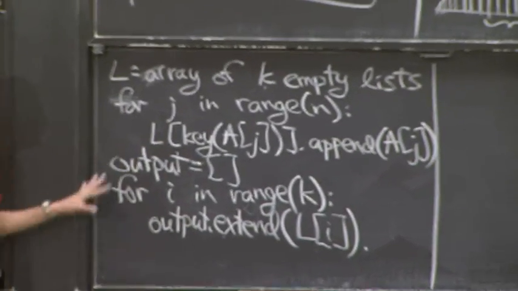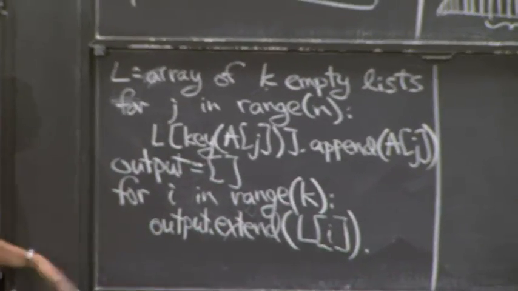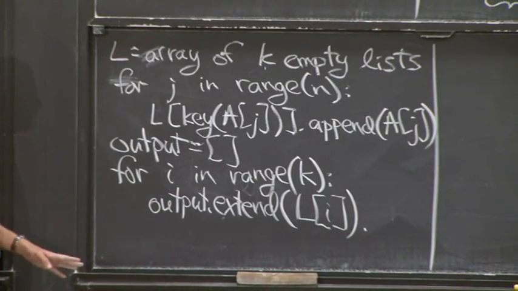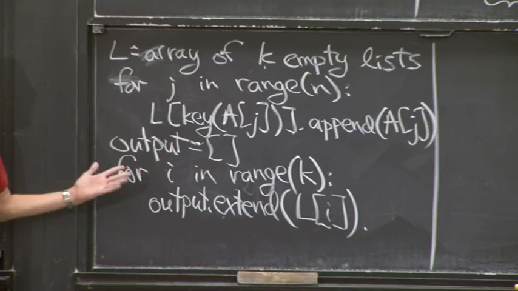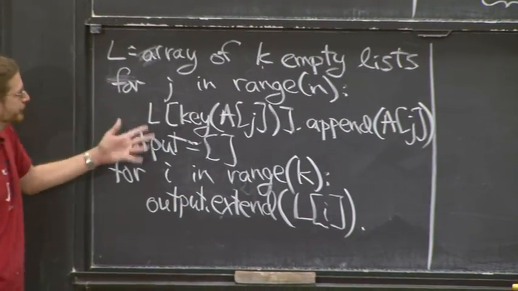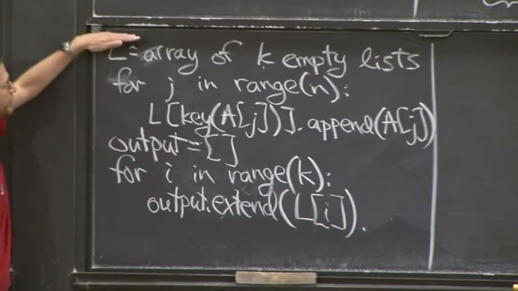In your textbook, you'll find a different version which does not use lists. So it's probably more practical because it uses no data structures whatsoever except 3 arrays. But it runs in the same amount of time, and this is a lot easier, I think, to think about. This is a more modern perspective, if you will.